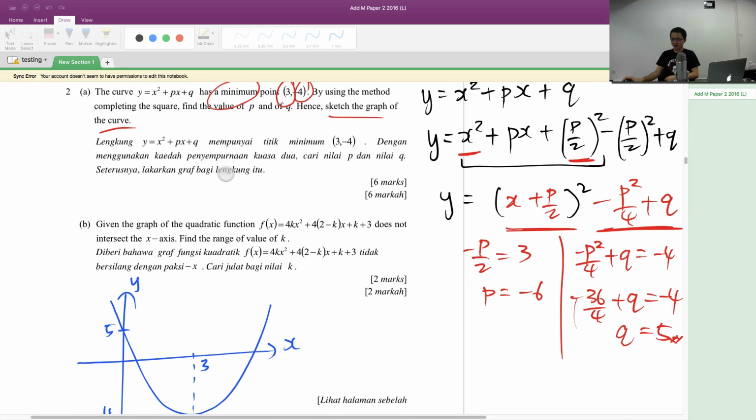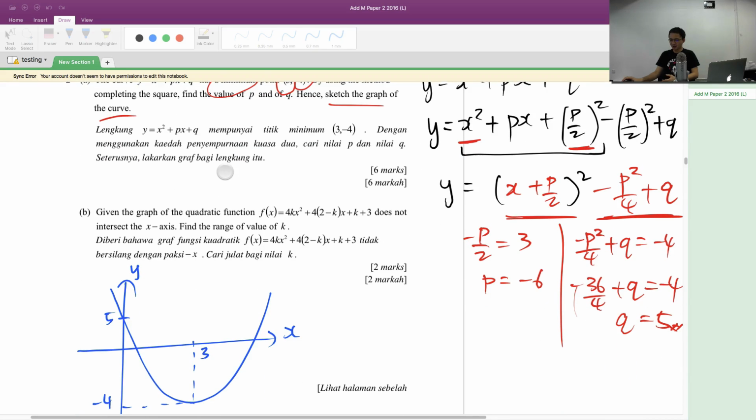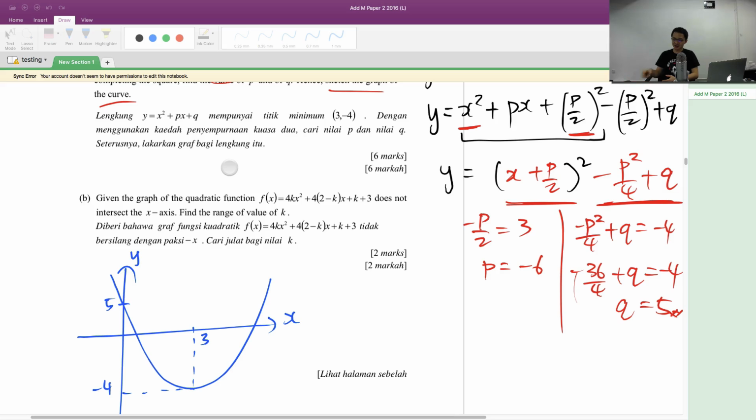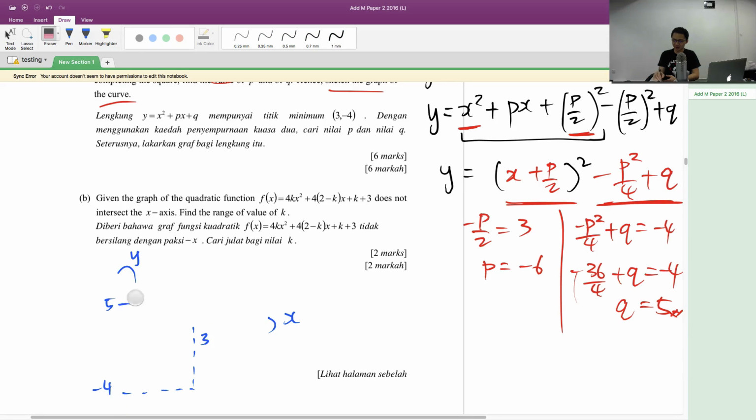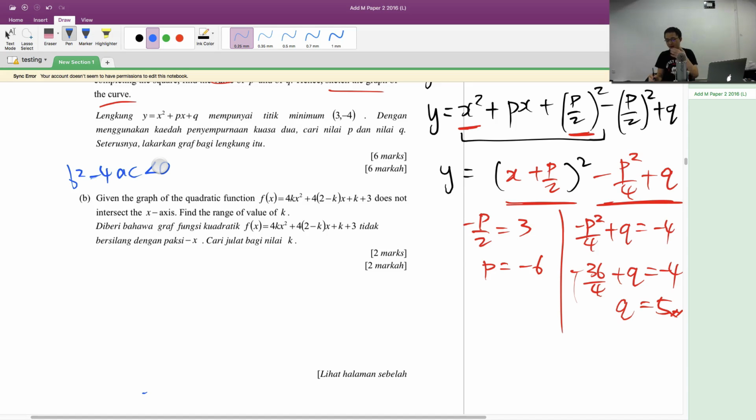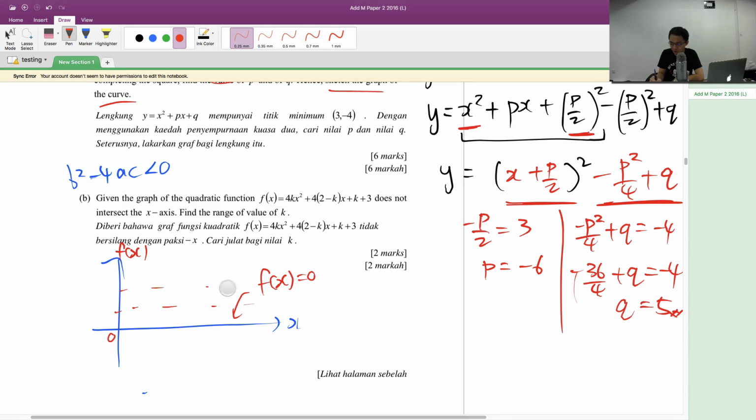Okay, given that the graph of the quadratic function does not intersect with the x-axis. Whenever we see does not intersect with the x-axis, something should come into our mind: b squared minus 4ac less than 0. So he said it does not meet the x-axis. On the x-axis itself, f(x) equals 0, isn't it? Because y equals 0. If this is f(x), on the x-axis itself it is 0.